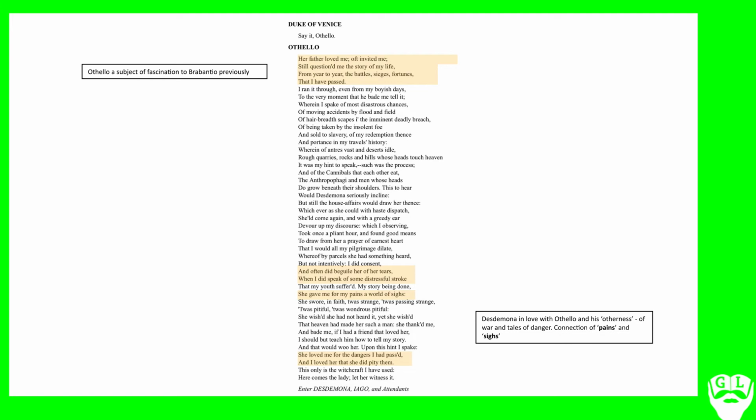Here we have this range of how Desdemona falls in love with Othello for the very reason of his otherness, his war and tales of danger, the connection between pains and sighs as well, that for his pains she gave sighs. Desdemona is in love with a very specific version of Othello. This very dangerous and warlike version of Othello is what attracts her to him.